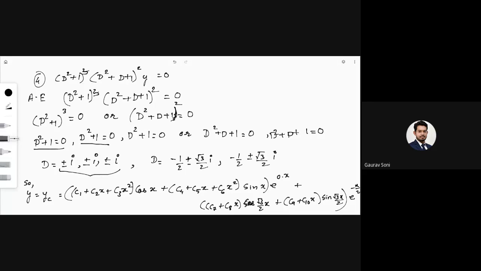Clear? So that is all about homogeneous linear differential equations. In the next lecture, we will solve some non-homogeneous linear differential equations. That's all for today. If you have any queries, you can ask.